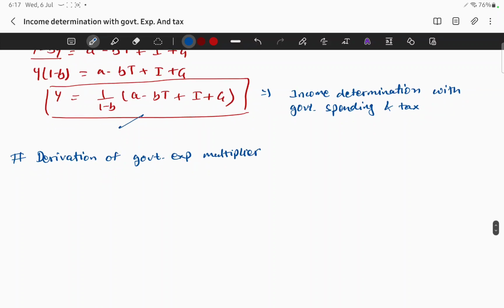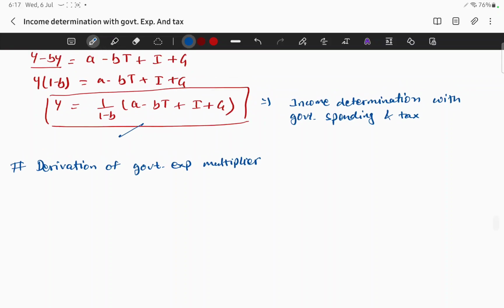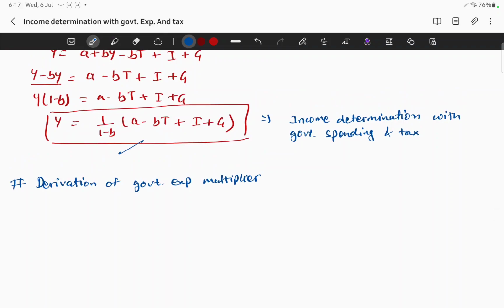Okay, so how are we going to do this? I'm going to tell you the very simple and basic logic that we are going to use to find this multiplier. We'll increase the G here by a certain amount, let's say delta G, which will certainly cause some increment in the level of national income, and we will call that increment delta Y. Then we will subtract the original equation from the new equation, and what we will be left with is only the increments that are happening due to the change in government expenditure. So let me show you how it's done.